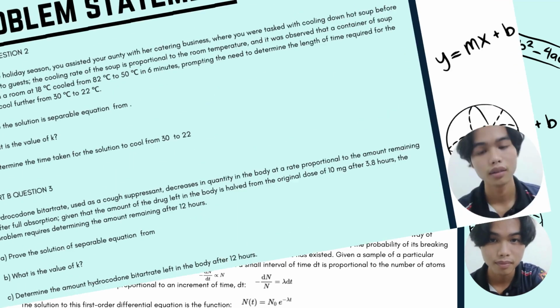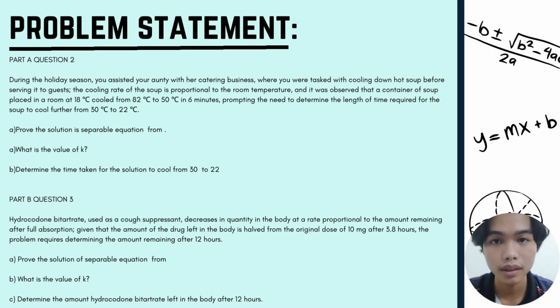Thank you. Okay, now for the problem statement. For question 2 part A, this is the problem background. During the holiday season, you assisted your auntie with a catering business where you were tasked with cooling down hot soup before serving it to guests. The cooling rate of the soup is proportional to the room temperature, and it was observed that a container of soup placed in a room at 18 degrees Celsius cooled from 82 degrees Celsius to 50 degrees Celsius in 6 minutes, prompting the need to determine the length of time required for the soup to cool further from 30 degrees Celsius to 22 degrees Celsius.